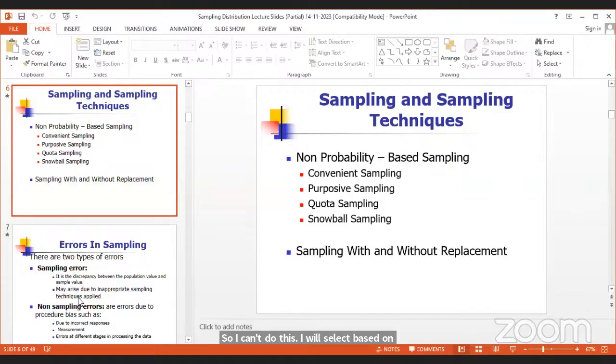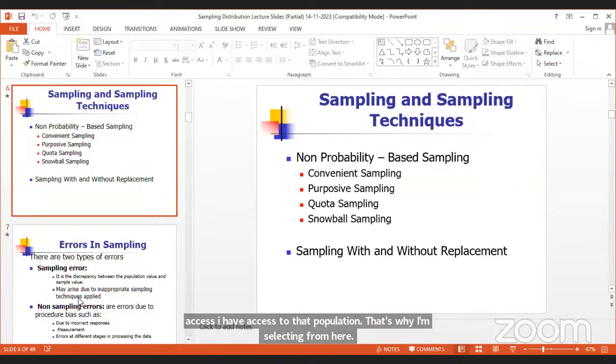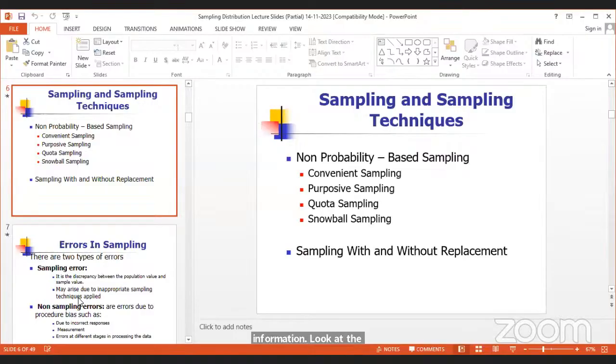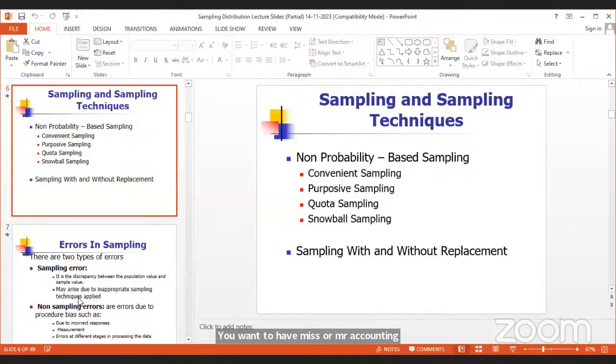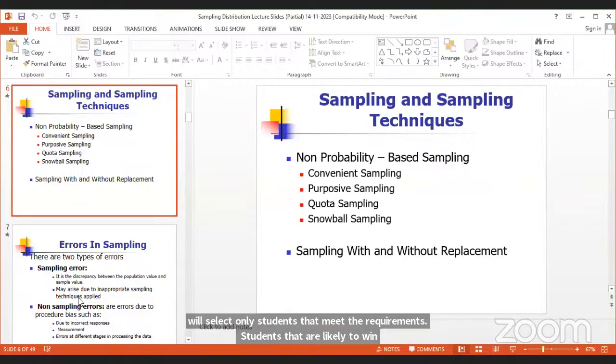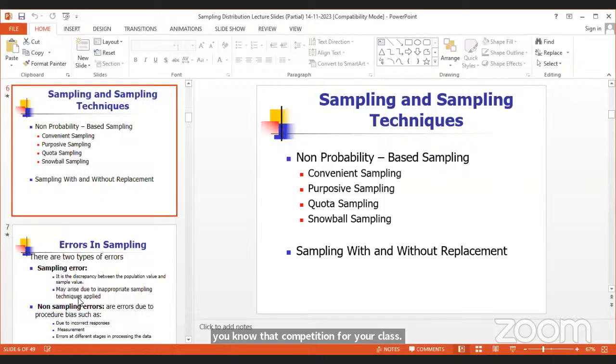Remember, for convenience, I select based on access. I have access to that population. That's why I'm selecting from there. Under purposive, I will select based on the information. Look at the competition that you normally have during your second semester. You want to have Miss or Mr. Accounting, Miss FMS, Mr. FMS. Will you select students at random to go and represent your department? No. You will select only students that meet the requirements, students that are likely to win that competition for your class. So you select based on information.